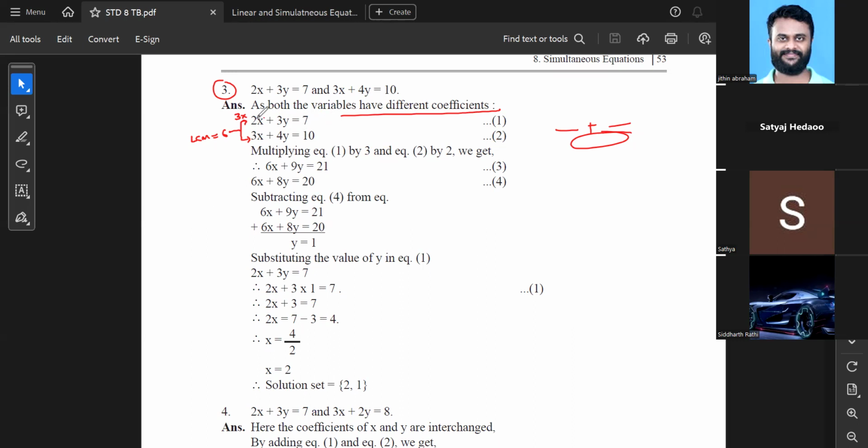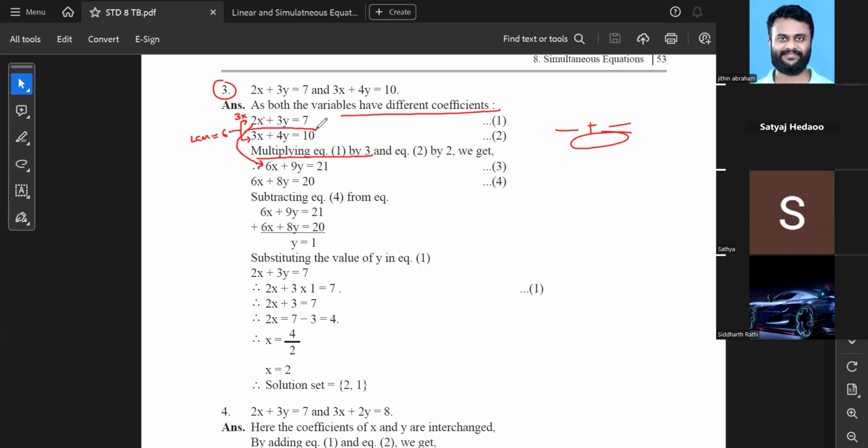Okay. Anyway, now coming back, so hence they said multiply equation 1 by 3. So the whole equation 1 is going to be multiplied by 3. So this 2 becomes 6. Now, see, as you can see over here, 2 became 6 multiplied by 3. 3 became 9. 7 became 21. Now, this is your new equation. We'll call it equation number 3.